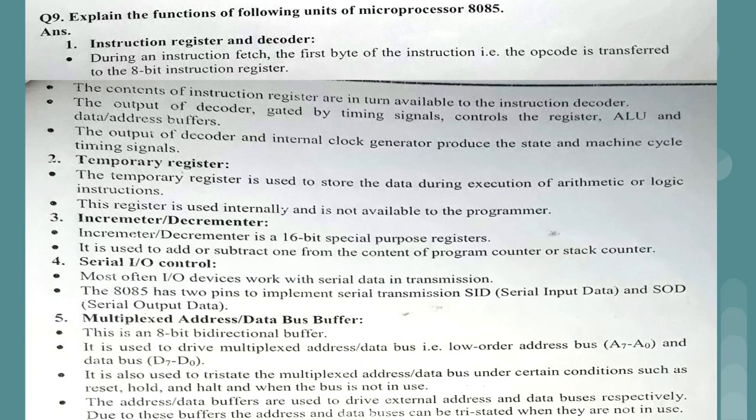Then the next one is the flag register, which is one of the temporary registers only, because there are some flags which we are not able to use or set by using any instruction. Then the next one is incrementer or decrementer. The incrementer or decrementer is a 16-bit special purpose register. It is used to add or subtract 1 from the content of the program counter and stack pointer.